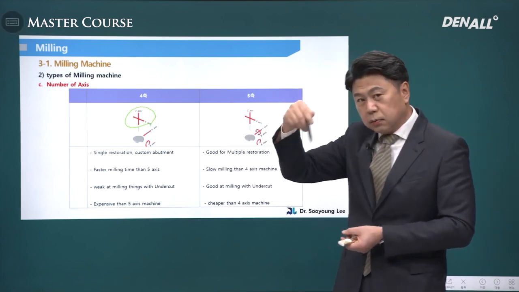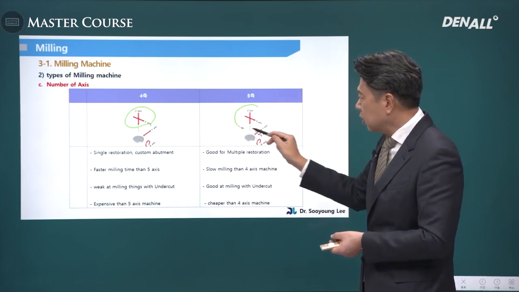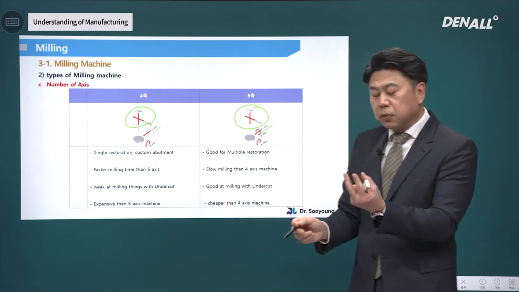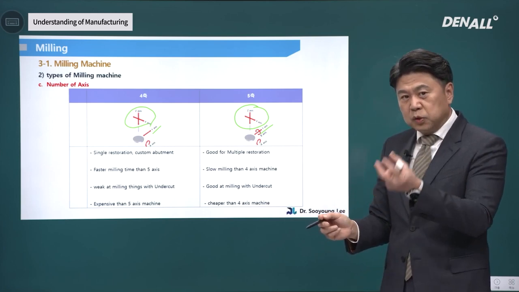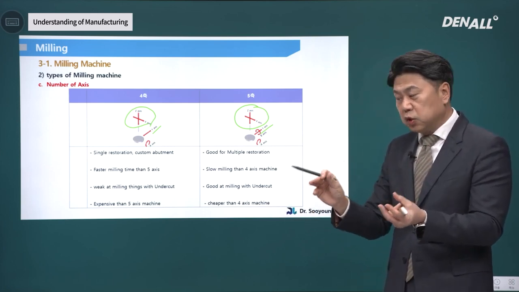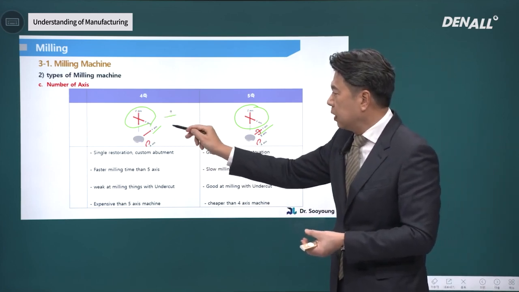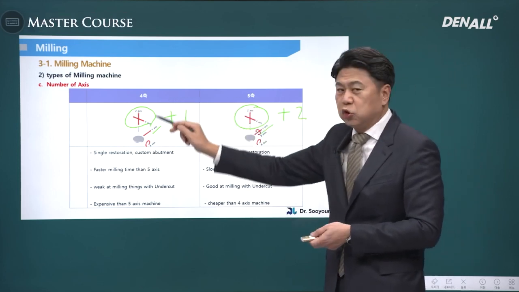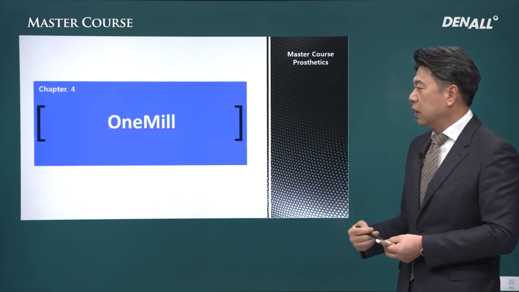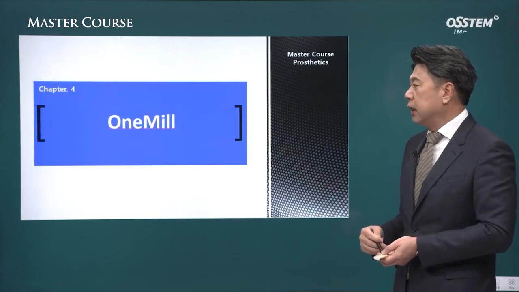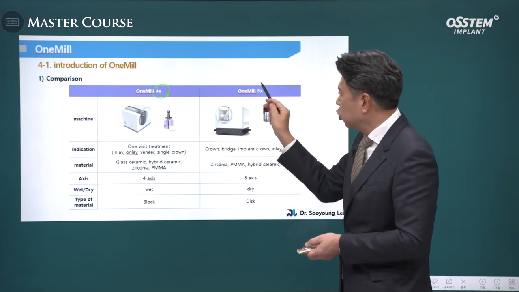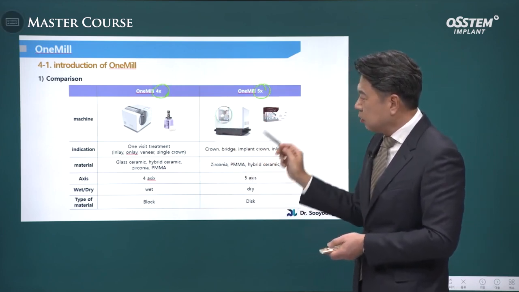Number of axes, 4 or 5. A burr spindle moves X, Y, Z in 3 axes. In 4 axes, there is 1 more axis besides X, Y, and Z, and 2 more when it comes to 5 axes, with axis A and B added. I will talk about this later separately. This is the Austin 1 mill, 4-axis and 5-axis type. They have pros and cons.